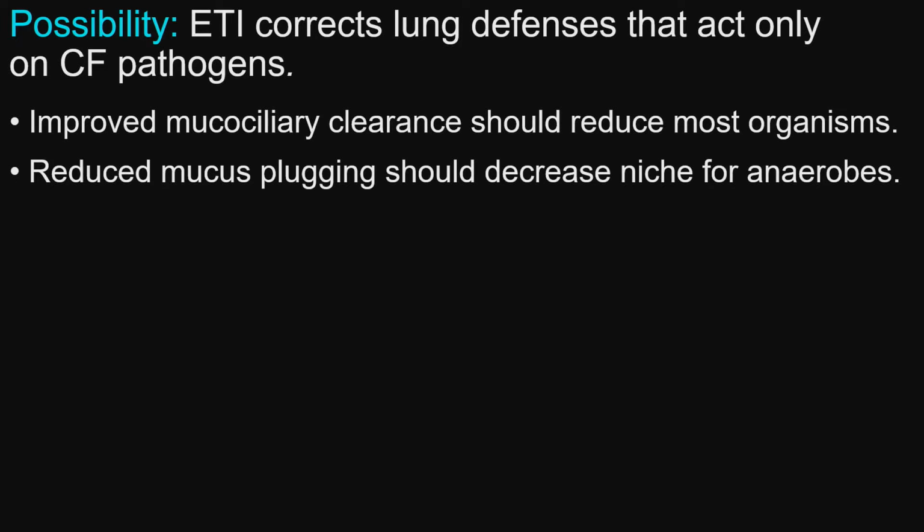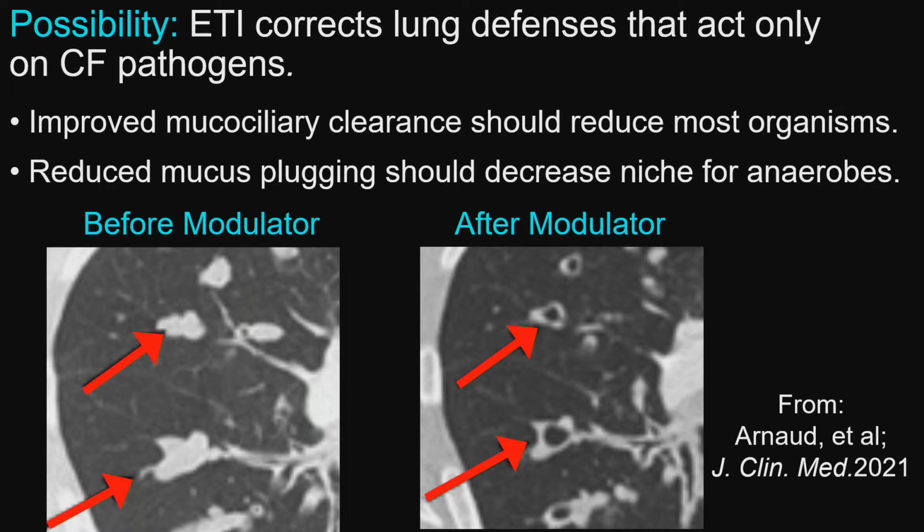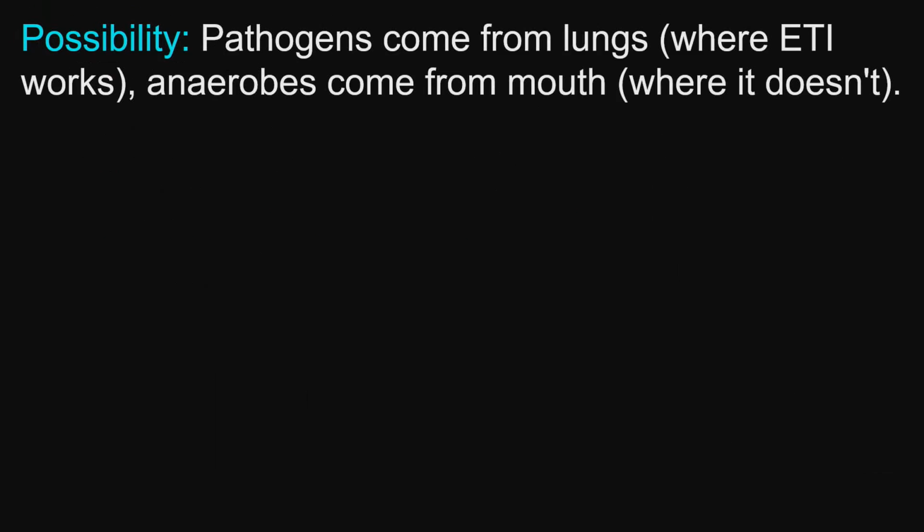That should actually perhaps result in a bigger decrease in the anaerobic bacteria, since the mucus plugged areas are the proposed growth niche for anaerobes in the lung. And here's an example of that. Here's a patient studied by these colleagues who did CT scans before and after modulators, you see a big decline in the mucus plugging, which you would expect would result in decreased anaerobic growth. So I think that's unlikely. Another possibility is that the pathogens are coming from the lungs predominantly.